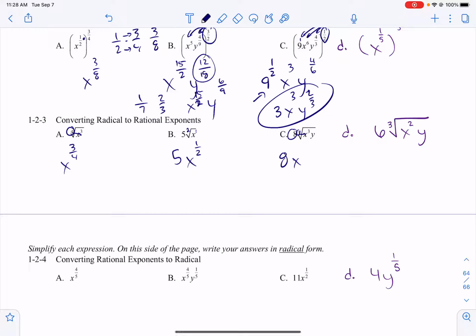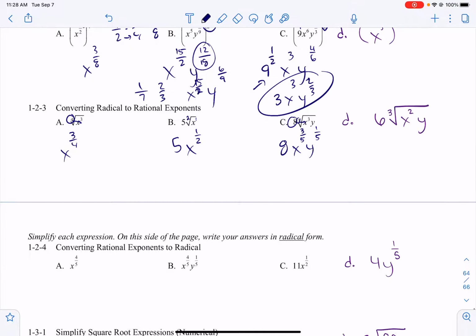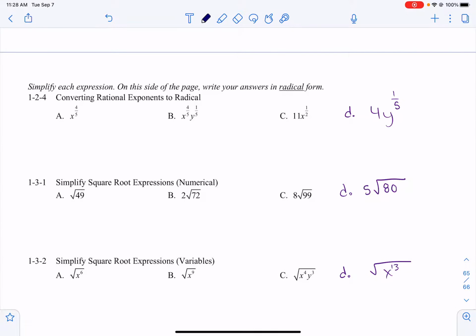So I get x to the 3/5. And y technically has a 1, so it becomes y to the 1/5. All right, back page. We want to convert to radical, which is easy. I just take the bottom number of my fractions in my exponent and I put it in my index. So that becomes the 5th root of x to the 4th.